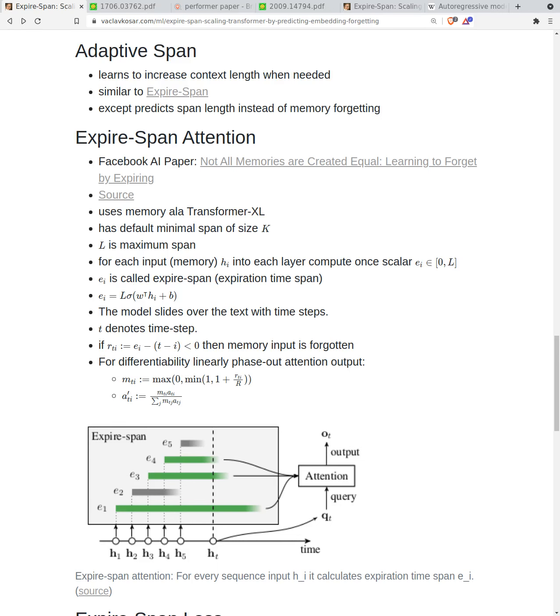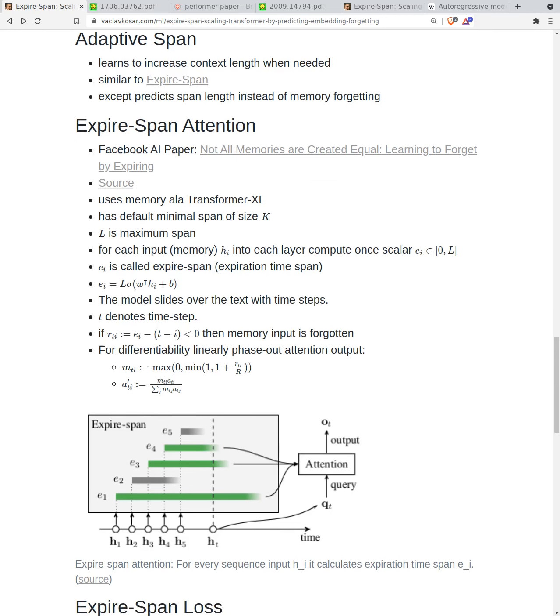So if it notices, okay, at the beginning here there was this important part of the text, it's then able to suddenly start expanding the context, always making sure that the beginning of the text is in the context and I can compute the classification. It's similar to Expire-Span, except it learns to increase span length instead of remembering specific tokens.